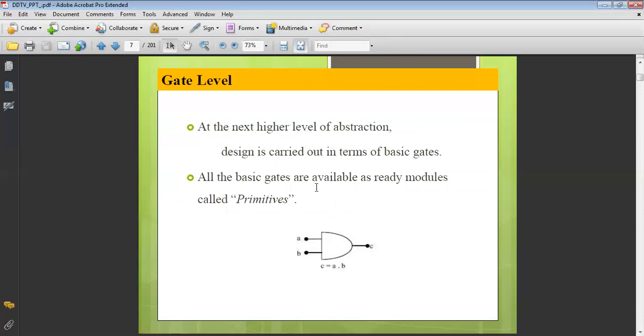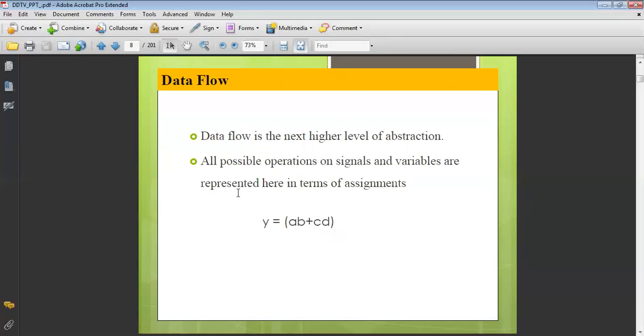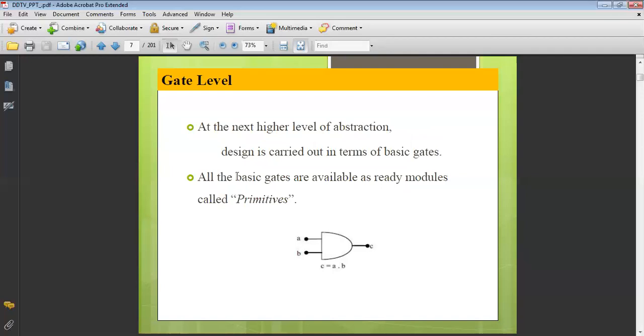And the next one: what is the second type of design description? The second type of design description is known as the gate level design description. In the case of gate level design descriptions in the Verilog language, we are using all types of primitive gates, so that we can develop digital circuits by using this gate level description.